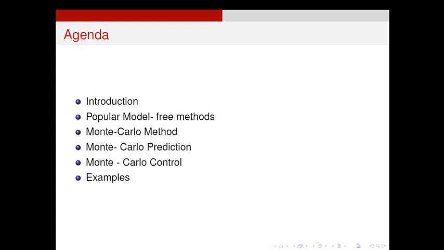First of all, we will see the need and significance of this Monte Carlo approach in reinforcement learning. Also, the popular model-free methods are the Monte Carlo method and temporal difference. Then, what is really the Monte Carlo method? Then Monte Carlo prediction and Monte Carlo control. This is actually the generalization of the policy iteration method in MDP, but there are some differences when we use this policy iteration method in Monte Carlo. Then we will see some simple examples.